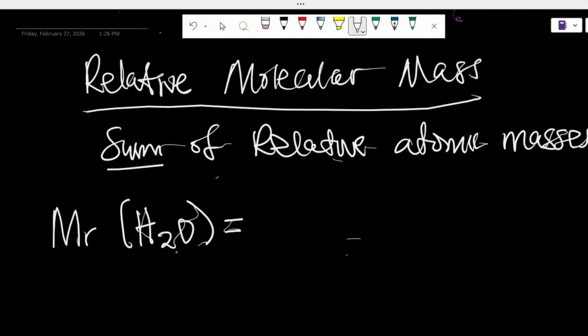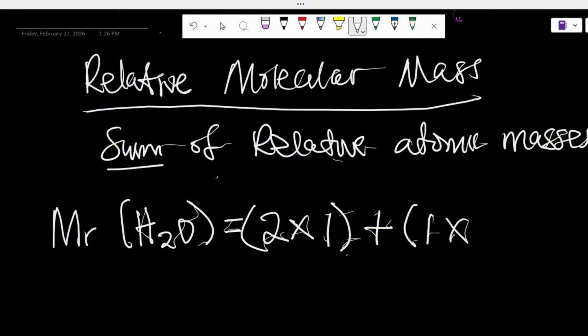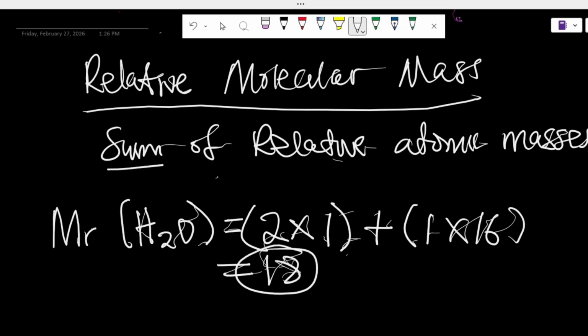But how many hydrogen atoms do we have here? We have 2. So this is going to be 2 multiplied by the relative atomic mass of hydrogen, which is 1. And since we are talking about the sum, then this is going to be plus. And what is the relative atomic mass of oxygen? Remember that it is 16, but we have only one oxygen atom here. So this is going to be 1 times 16. So this is going to give us 18 in total. So 18 is the relative molecular mass of water.